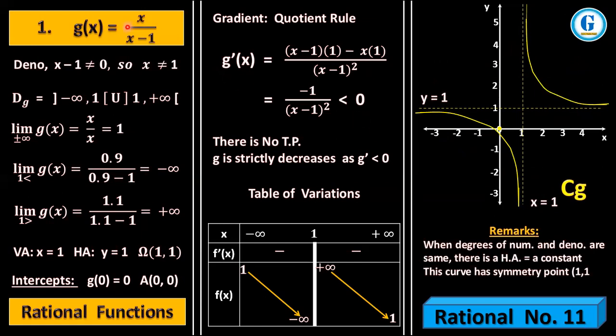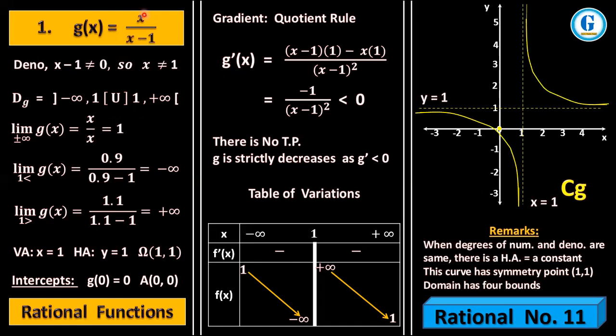When the degrees of the numerator and denominator are the same, we are going to have a horizontal asymptote that is not equal to 0. The degree here is 1, x to the power 1. The degree here is also x to the power 1, the highest degree. So we have a horizontal asymptote which is not equal to 0, as you can see here.